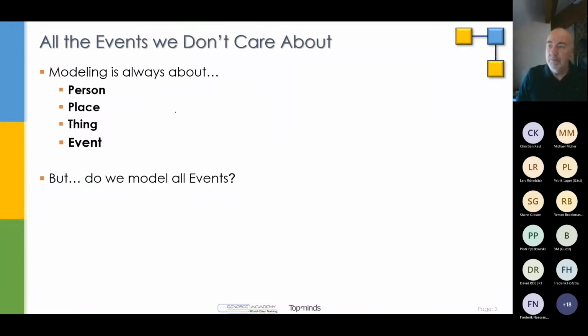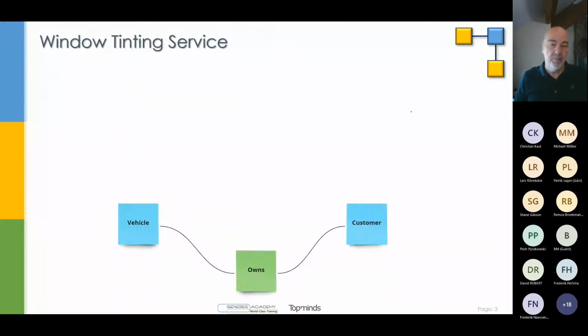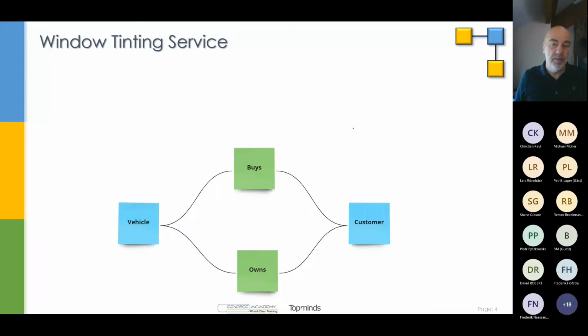So first of all, modeling is always about person, place, thing, event. But is it really true that we model all these events? Is this something that we're identifying and modeling? So here, this example we may have seen once or twice before. You have a customer that owns a vehicle, and you're a window tinting service. Well, this link or this relationship now just says the customer owns a vehicle, which is fine. But you may ask, well, how did it come to be that they own this vehicle? Right now, there had to be an underlying event, and the event was probably some kind of a purchase. So they bought the vehicle.